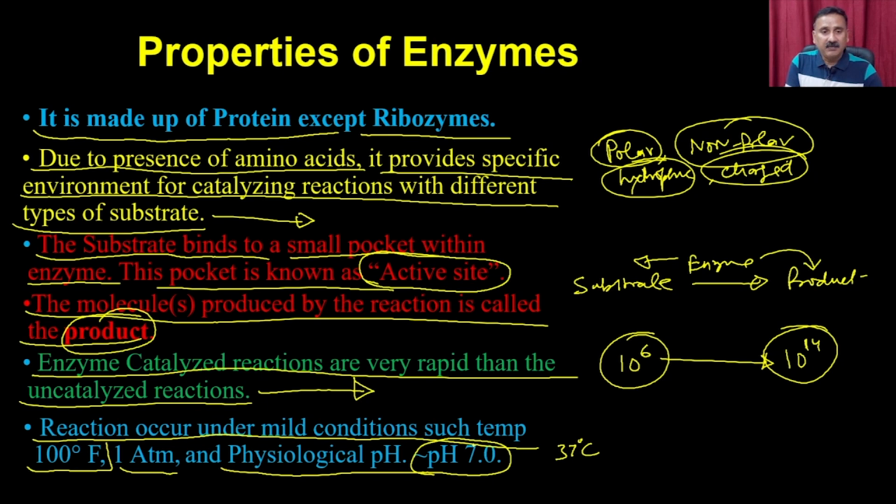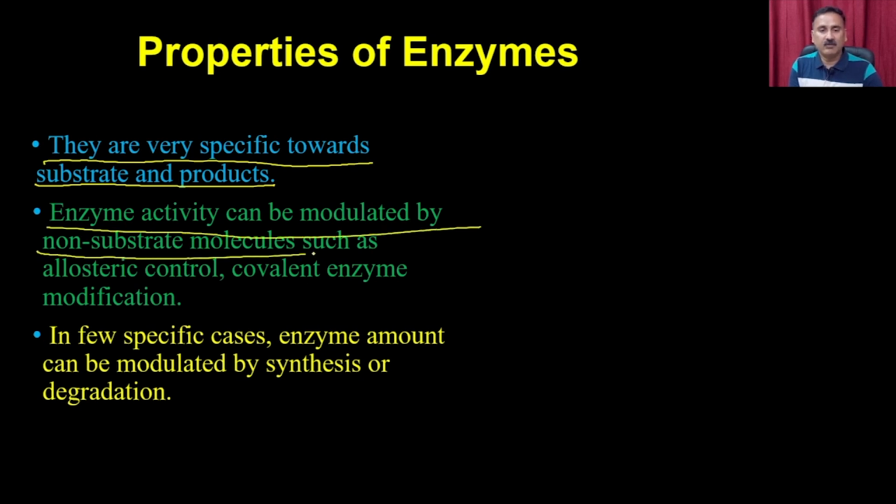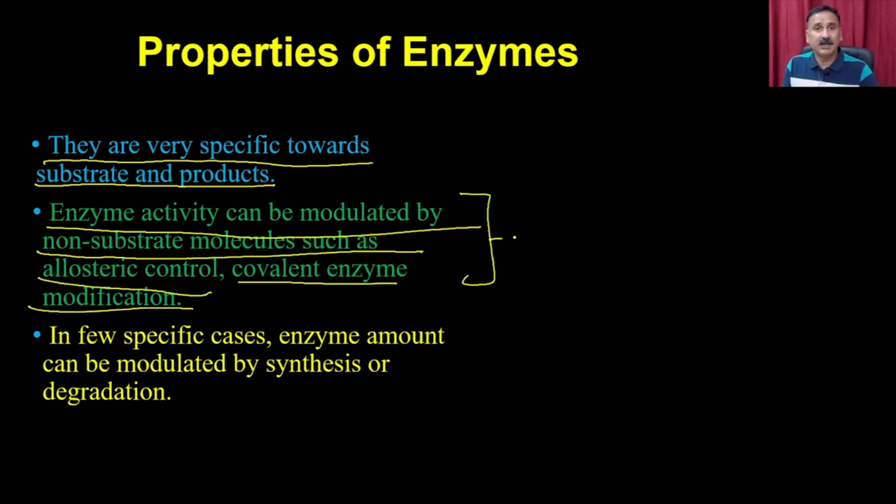Then they are very specific towards the substrate and the products, right. Enzyme activity can be modulated by non-substrate molecules such as allosteric controls, covalent modifications and so on. So, this is all we are going to discuss in detail, where we are going to talk about the allosteric modulations of the enzyme, the covalent modification and so on, right.